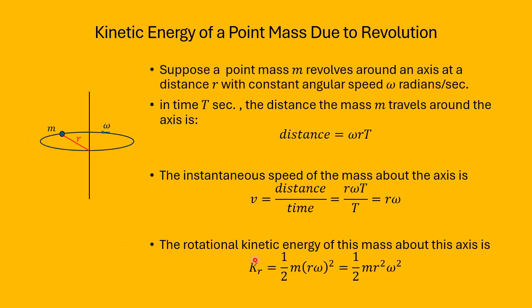So the rotational kinetic energy of this mass about that axis, the rotational kinetic energy K sub r, is 1/2 mv squared, but the velocity, remember, was r omega. And so this simplifies to 1/2 m r squared omega squared.